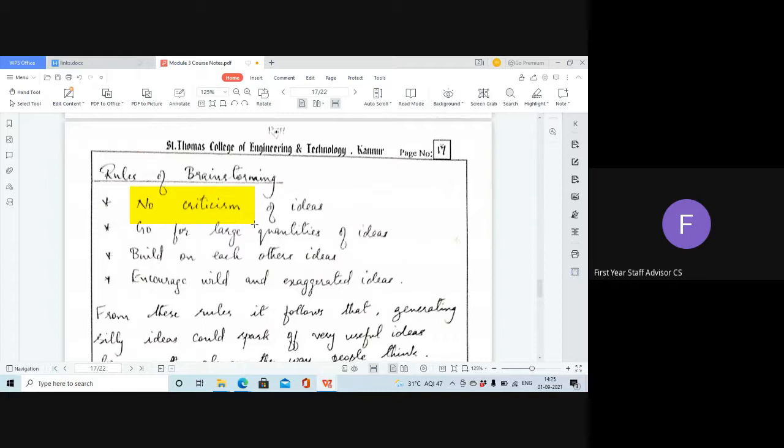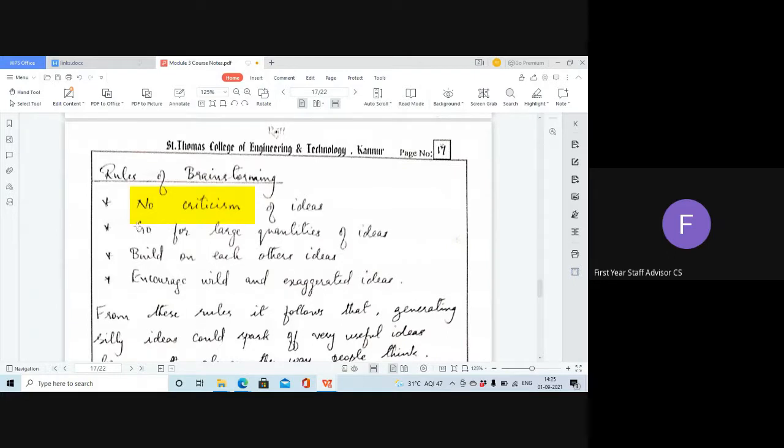Accept all the ideas put forward by the members in the group. If there are 10 members in a group, and each of them is putting forward an idea, accept all the ideas. Don't leave out any of them. Don't criticize some ideas as good and some ideas as bad. Sometimes from a bad idea, we might get a very good solution. So no criticism of ideas is to be done during brainstorming.